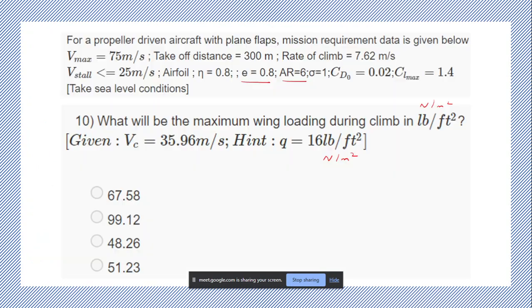There is a difference in the unit because for the V we are taking meter per second and the unit system.